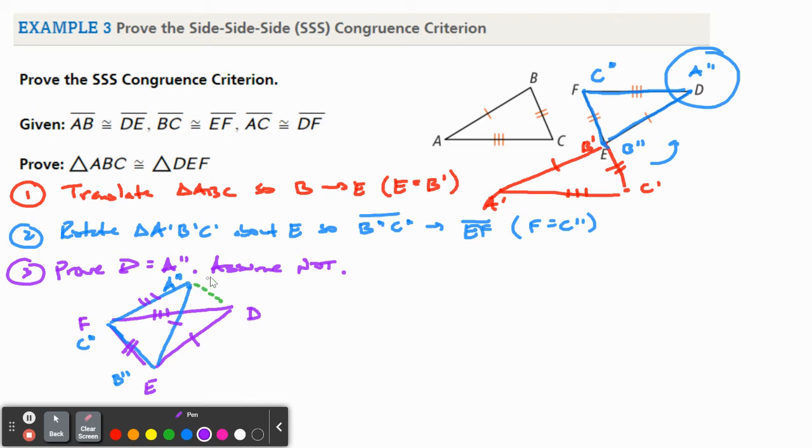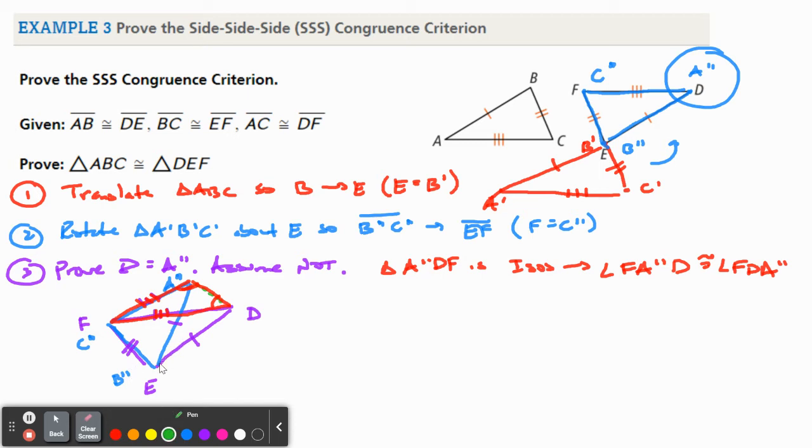So when we connected A double prime to D, we created a couple triangles that are of interest to us. The first triangle is triangle A double prime, D double prime, F. This is actually now an isosceles triangle because these sides are congruent. So triangle A double prime DF is isosceles, which is going to mean that we have two congruent angles right here, these base angles. That would be angle F A double prime D would be congruent to angle F D A double prime.